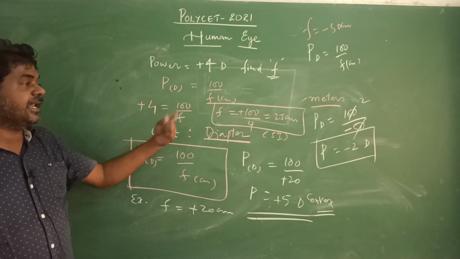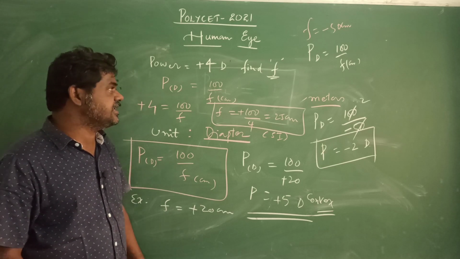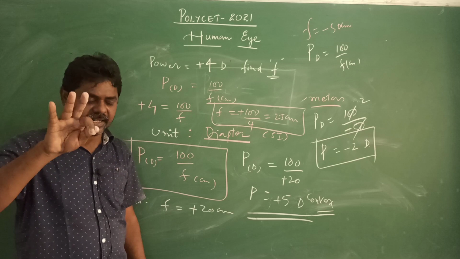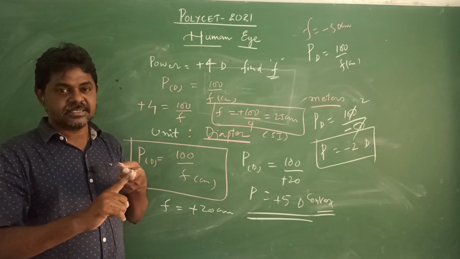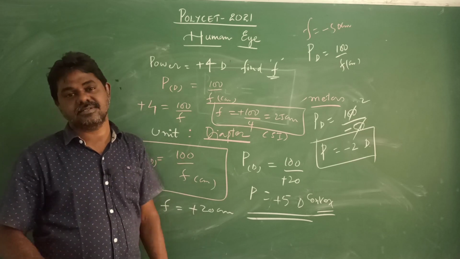If focal length is given, you can find power. If power is given, you can find focal length. So the relation is power is equal to 1 by focal length, the reciprocal of the focal length. And the important thing is power is plus for a convex lens, power is minus for a concave lens.